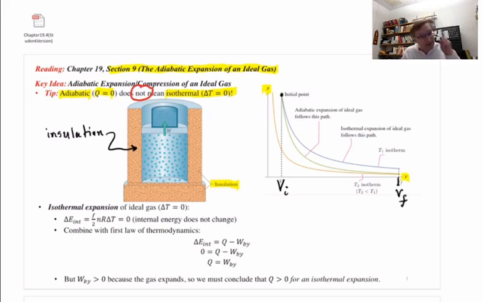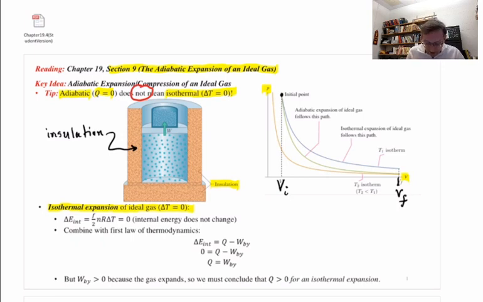Now actually first, I want to talk about an isothermal expansion. Remember, I'm going to contrast these two. So let's first talk about an isothermal expansion for an ideal gas. And again, isothermal means delta T equals zero. What are the consequences of that?